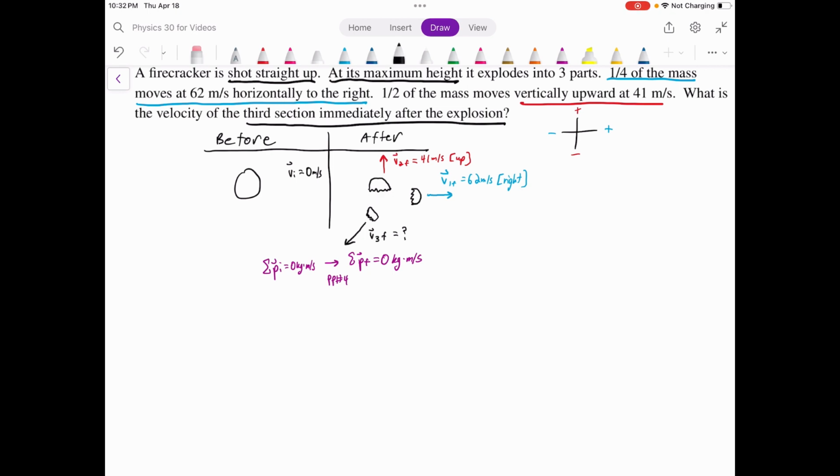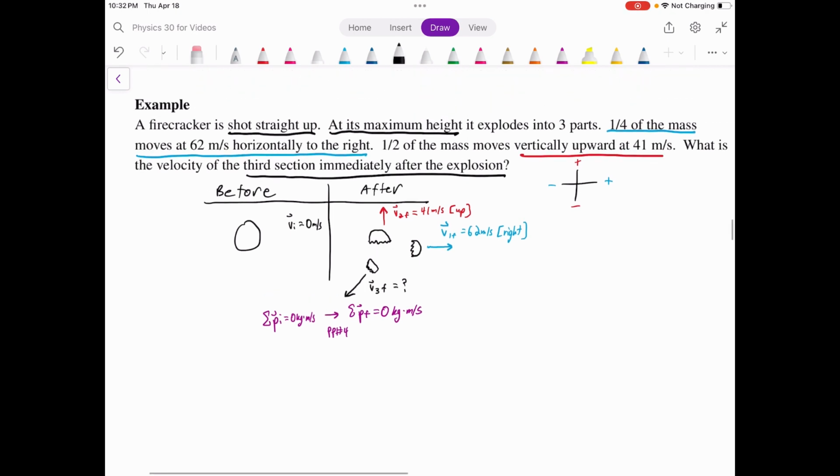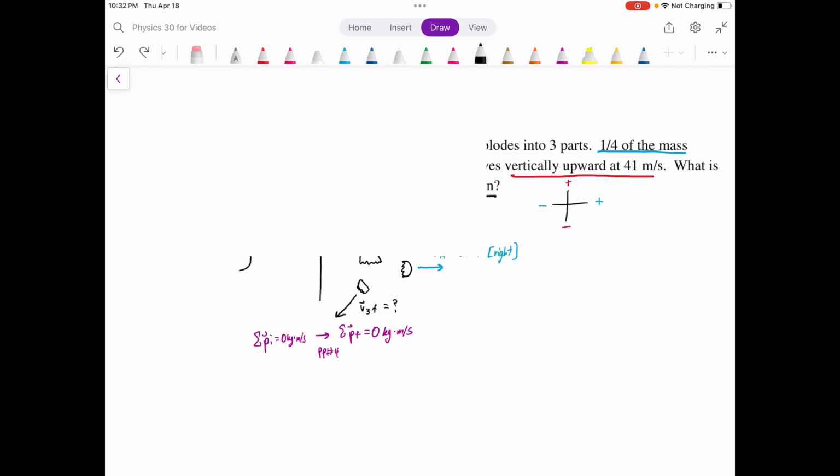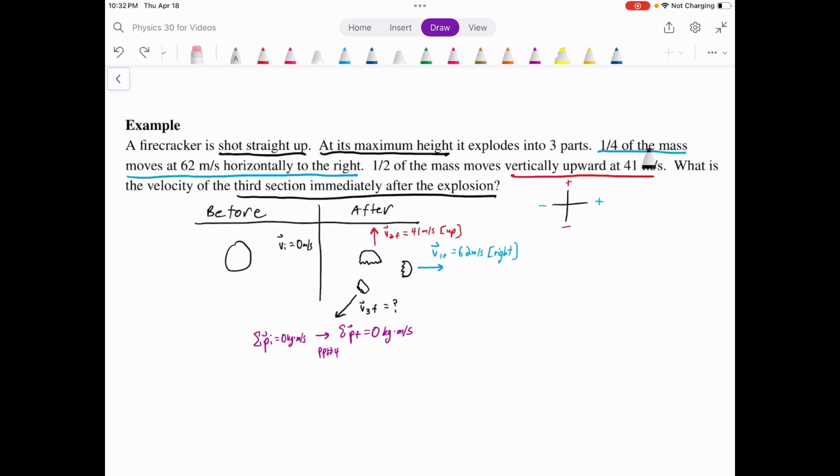Okay, now we weren't actually given the masses, which often means we will be able to cancel them out as we go. Okay, so look at this. We have 1/4 of the mass. This is 1/4 of the mass that we started with. So if we call this m, the total mass we started with, then this is just 1/4 of m, or m over 4. This is half of the mass, it says. So this is 1/2 of m.